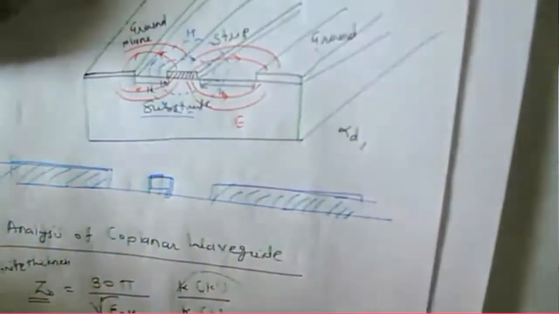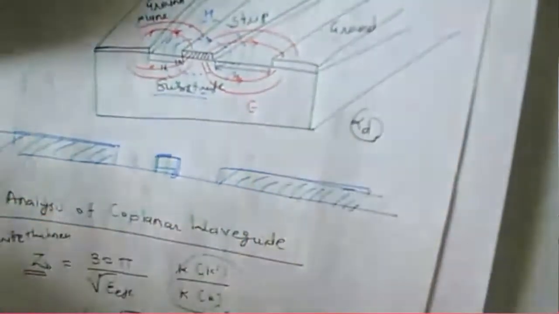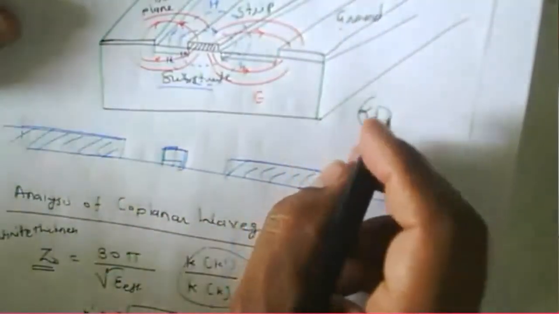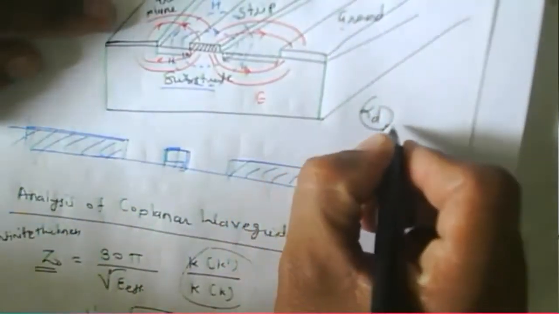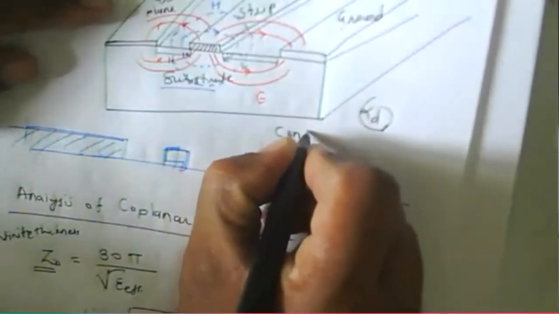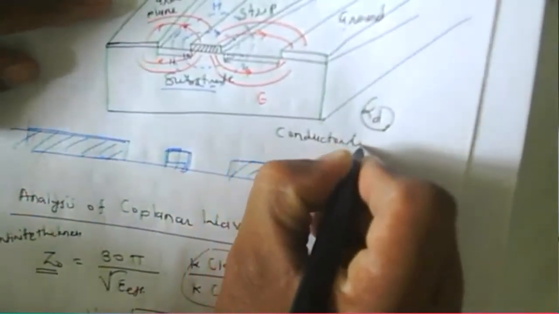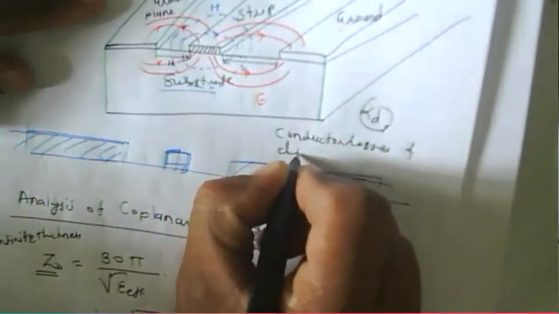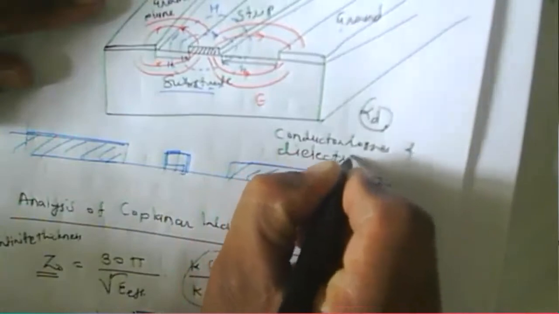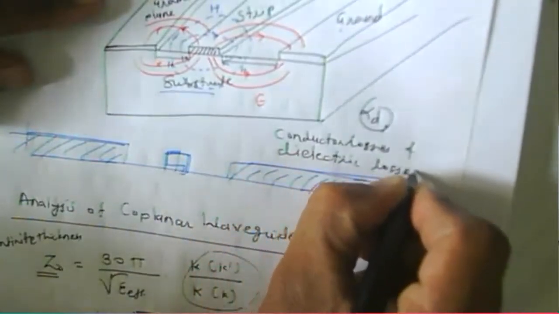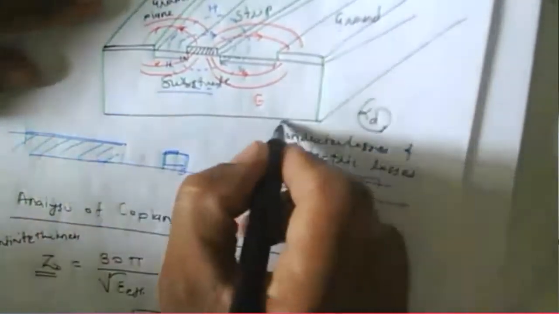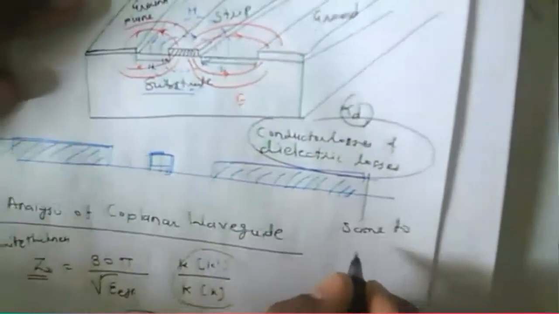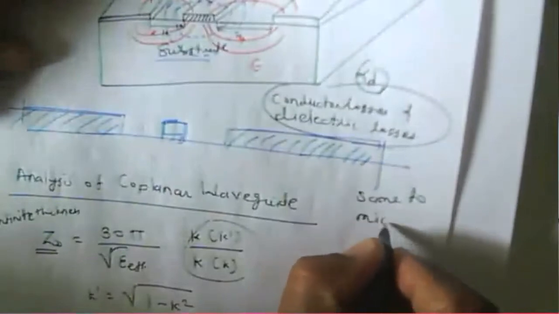There are also losses in this particular coplanar waveguide. The losses in the coplanar waveguide are due to conductor losses and dielectric losses. All these losses, the conductor losses and the dielectric losses, are the same or similar to those of the microstrip line.